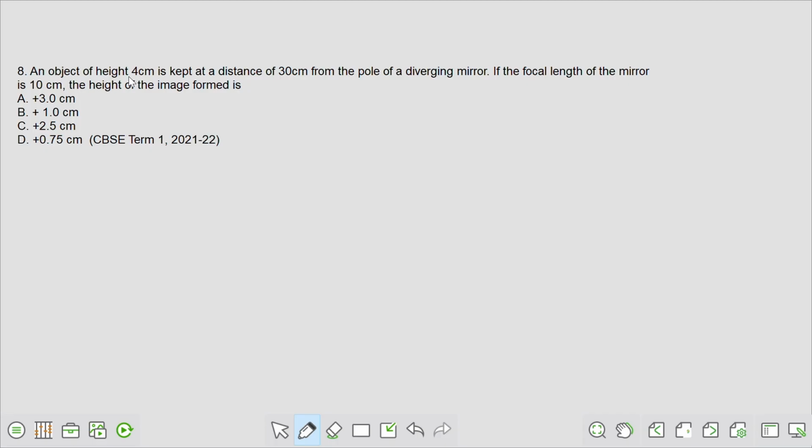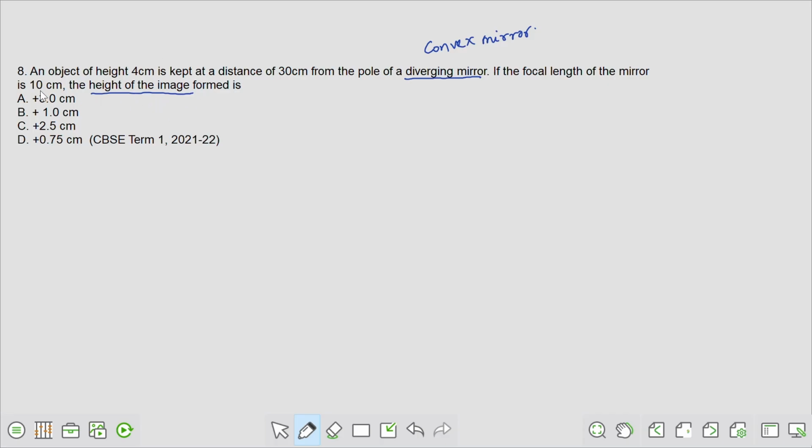An object of height 4 cm is kept at a distance of 30 cm from the pole of a diverging mirror. If the focal length of the mirror is 10 cm, height of the image formed is. So we have to find height of the image. Now here it says diverging mirror. So which mirror is diverging? Convex. So it is talking about convex mirror. So it is a numerical problem.